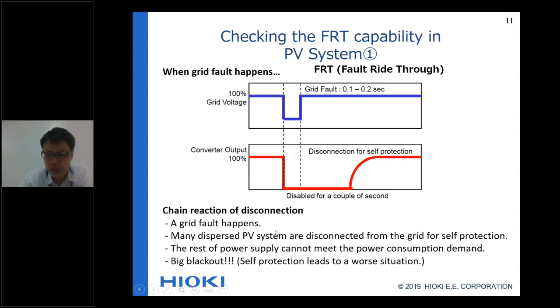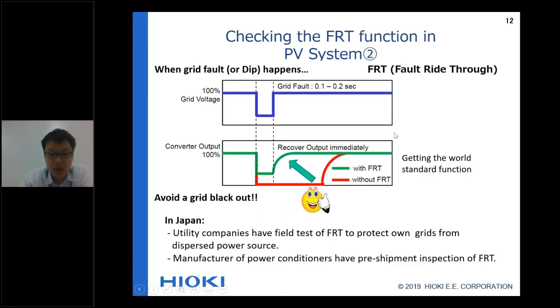The rest of the power supply cannot meet the power consumption demand, so it will cause a very, very big area blackout. So this is one of the very big risks for green energy generation. If you check the fault ride-through function, if your generation system has this kind of feature, then the output will come back very fast, immediately, as a green line like this. So it is very important.